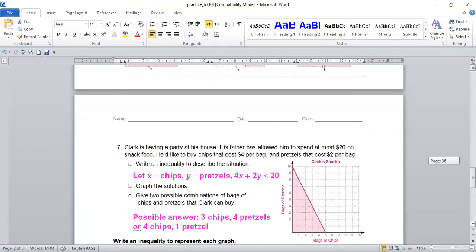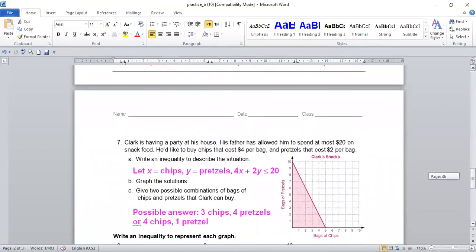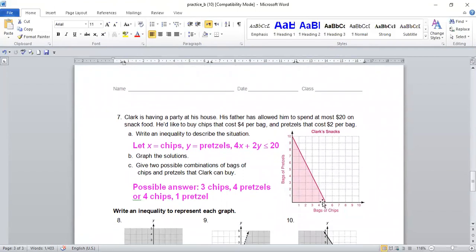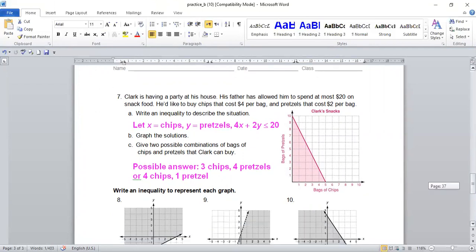Now this question, I know most of you will not do it, but I will just explain it because you have to be aware of the problem solvings too. Usually we don't do it, but let me just explain it. Clark is having a party at his house. His father has allowed him to spend at most $20. So at most means he can maximum spend only $20, not more than that. So it should be less or equal.